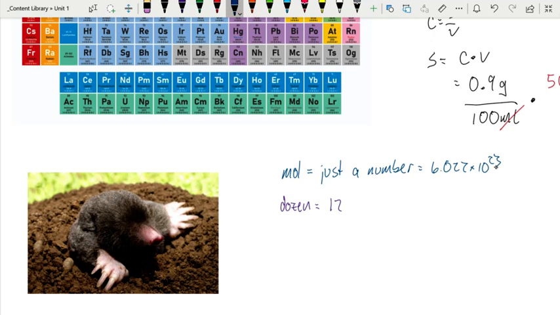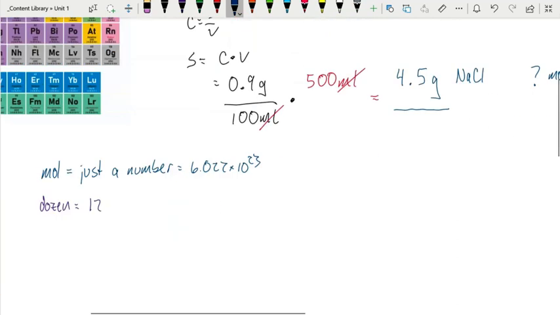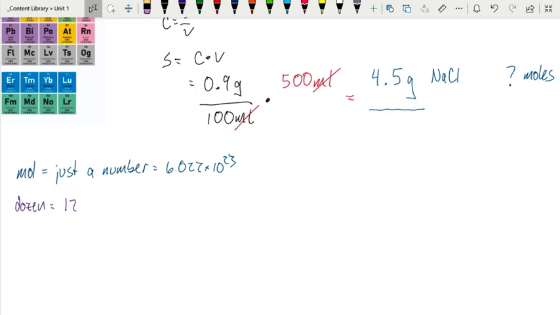A key point to understand here is that here we have grams. That's a weight. Here we have a number. If I asked you how much a dozen weighs, what's your response? It's kind of a trick question, right? You're like, a dozen what? A dozen bowling balls weighs a lot more than a dozen eggs or a dozen feathers or a dozen large rocks, right? The number doesn't tell me anything about the weight. So if I have 4.5 grams, how do I know how many moles are in there?